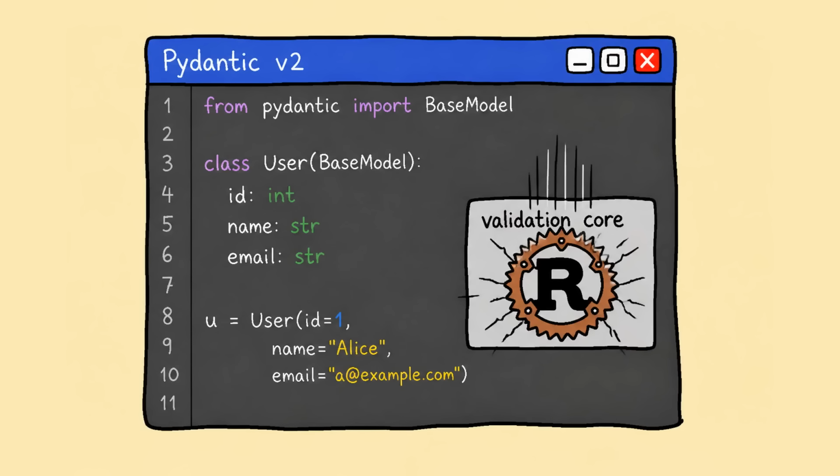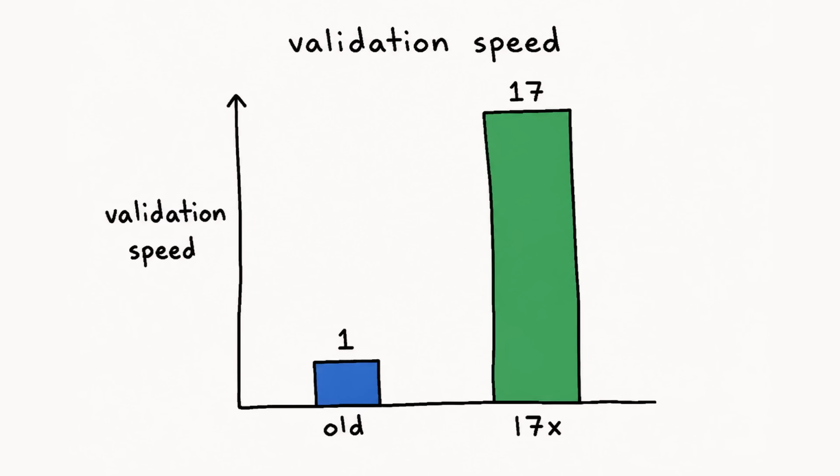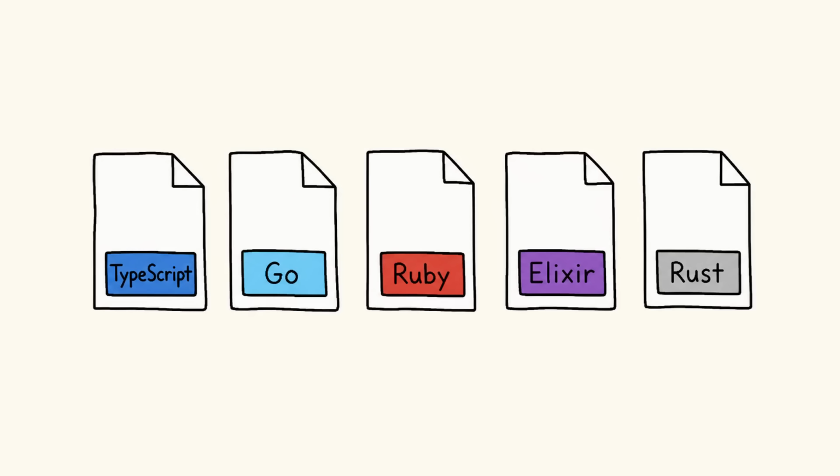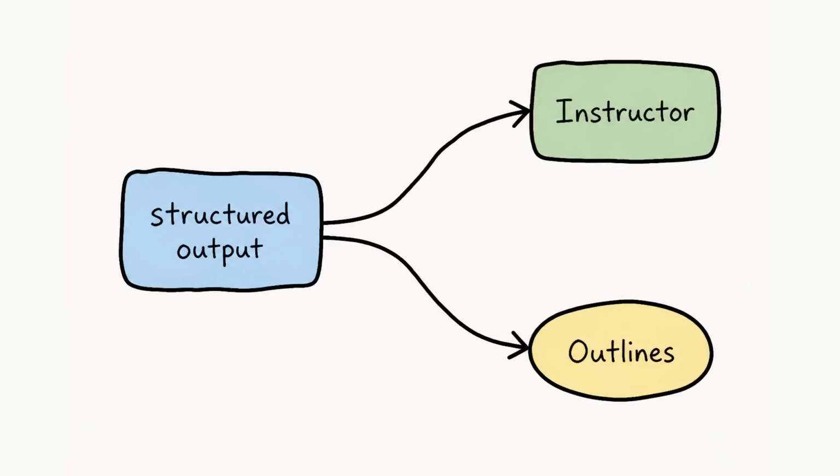It's built on Pydantic v2, whose validation core was rewritten in Rust for roughly a 17 times speedup, so the checking's fast. And it's not just Python either. There are ports for TypeScript, Go, Ruby, Elixir, and Rust.